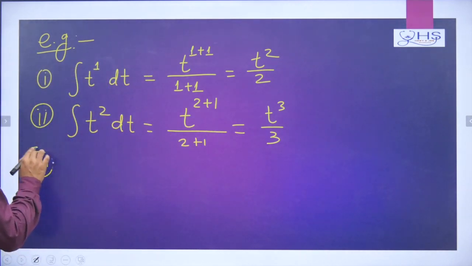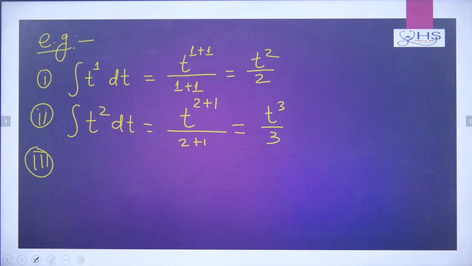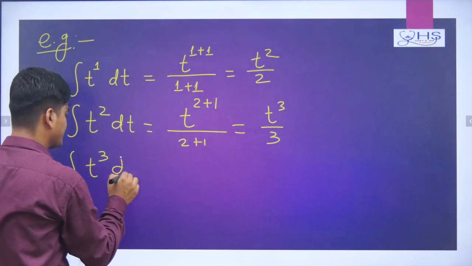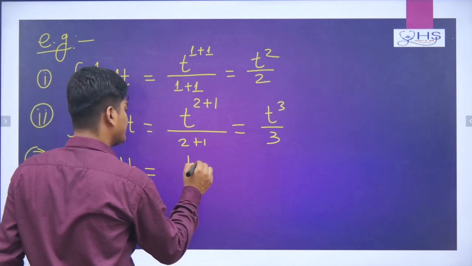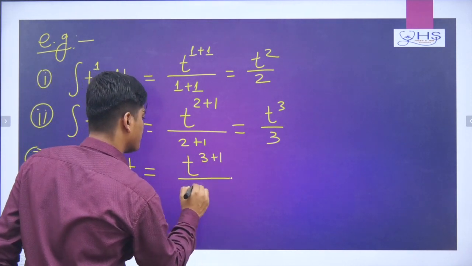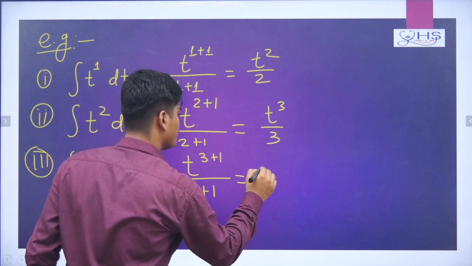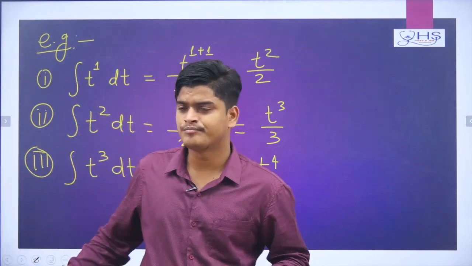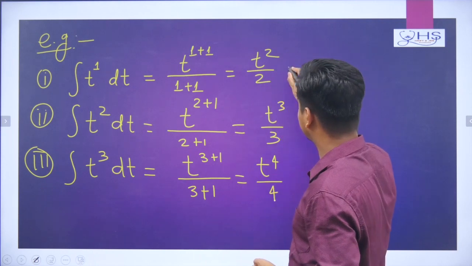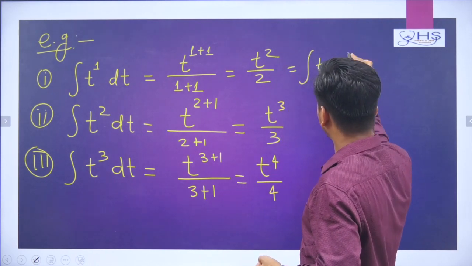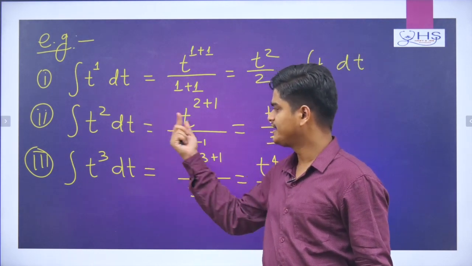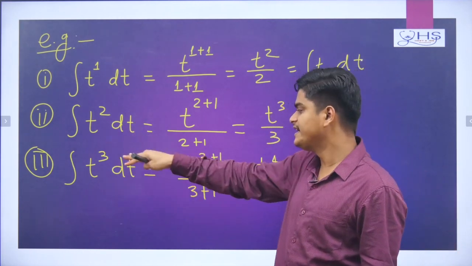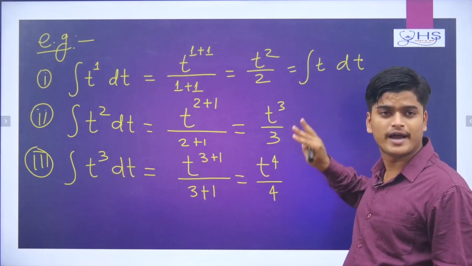Now the third point. Here integration of t to the power 3 dt, if I want to find, then similarly t to the power 3 plus 1 by 3 plus 1, so t to the power 4 by 4. So whenever in questions integration of t dt comes, or if integration of t square dt comes, directly I will write the answer t cube by 3. If integration of t cube dt comes, I will write t to the power 4 by 4.